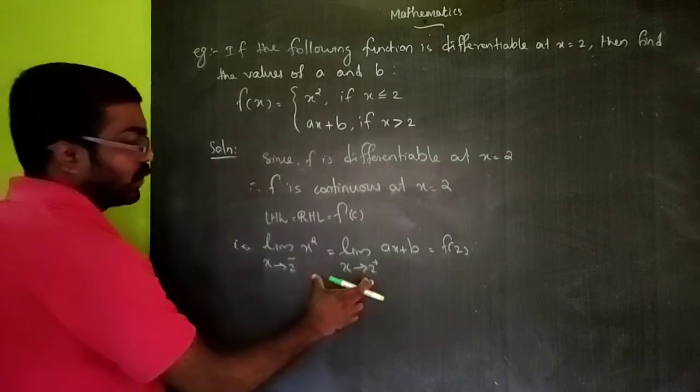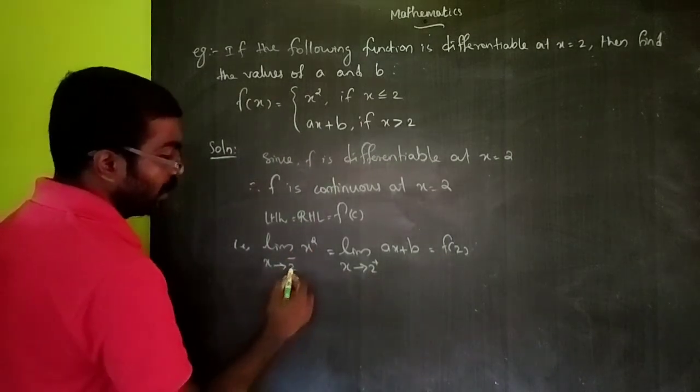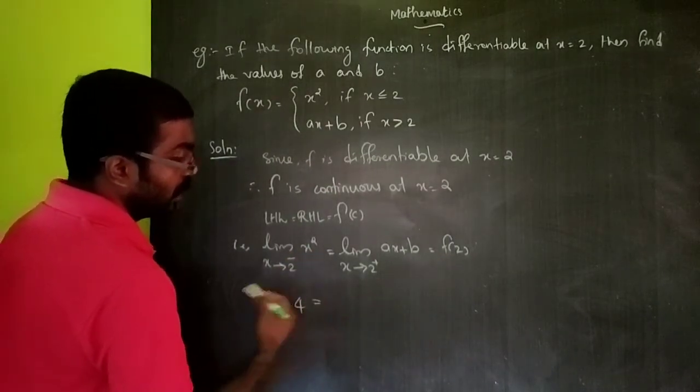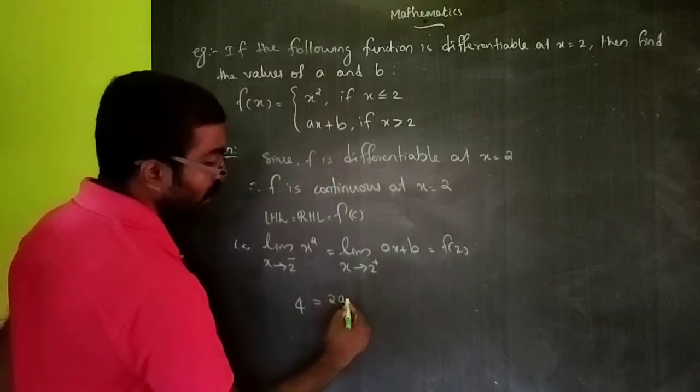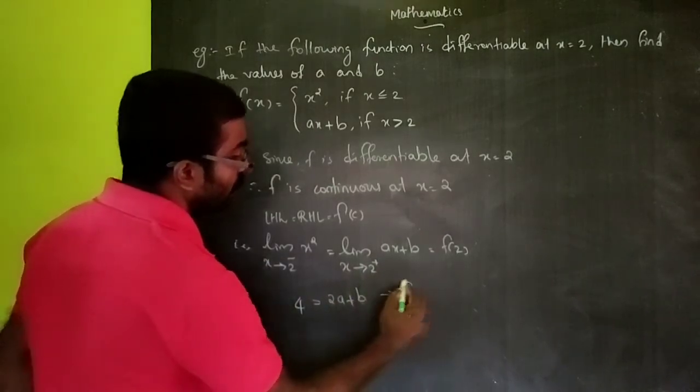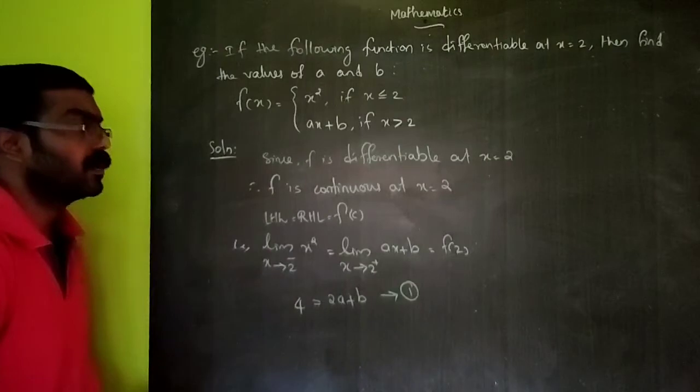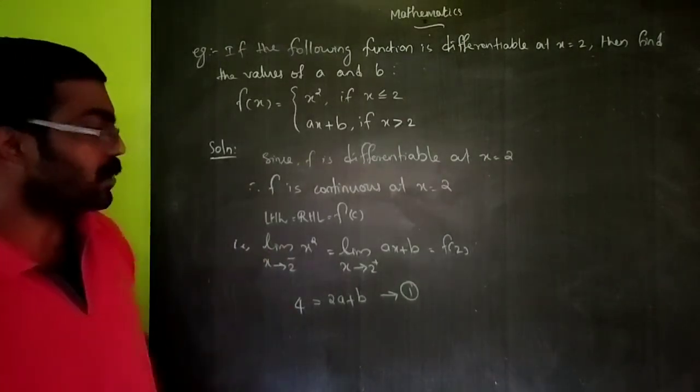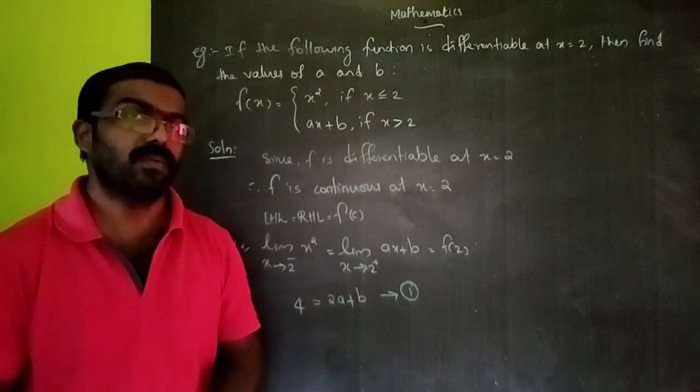Now we can take the first two parts. We can apply the limit. 2 square is 4. 4 is equal to 2a plus b. Consider this as equation number 1. Okay, the continuity implies we get the equation 2a plus b is equal to 4.